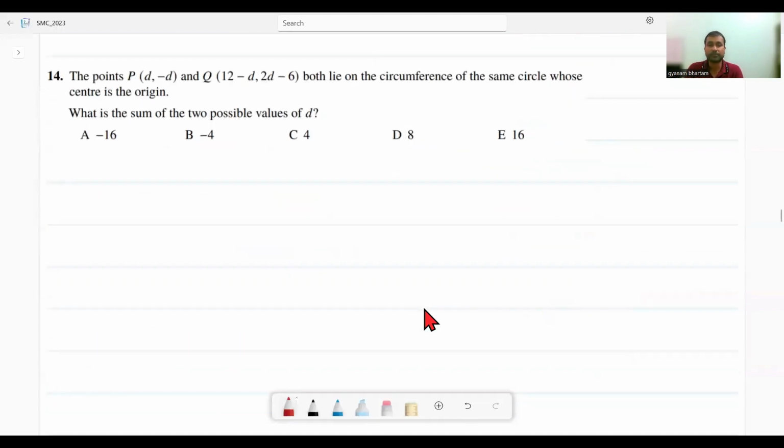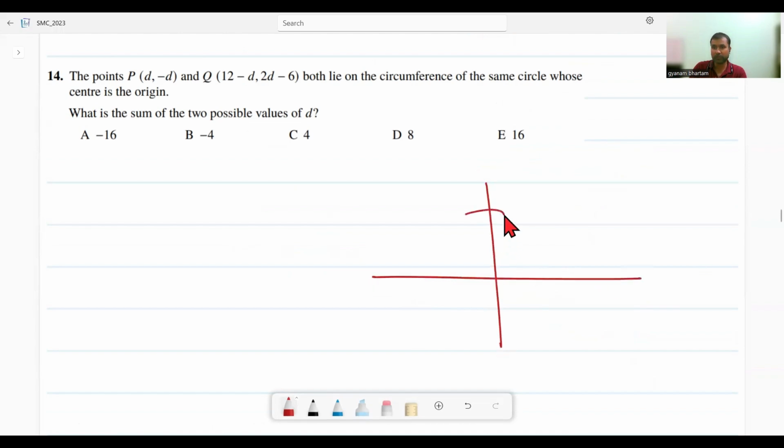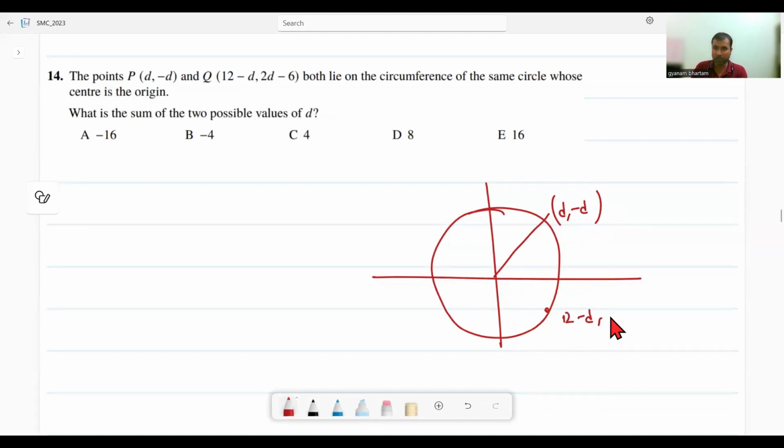Now the next. The point P is (d, minus d), and Q is (12 minus d, 2d minus 6). Both lie on the circumference of the same circle whose center is the origin. So find the sum of all possible values. Remember this is (d, minus d), and another point is (12 minus d, ...). Okay, don't go with the coordinate thing, I'm just putting it random.